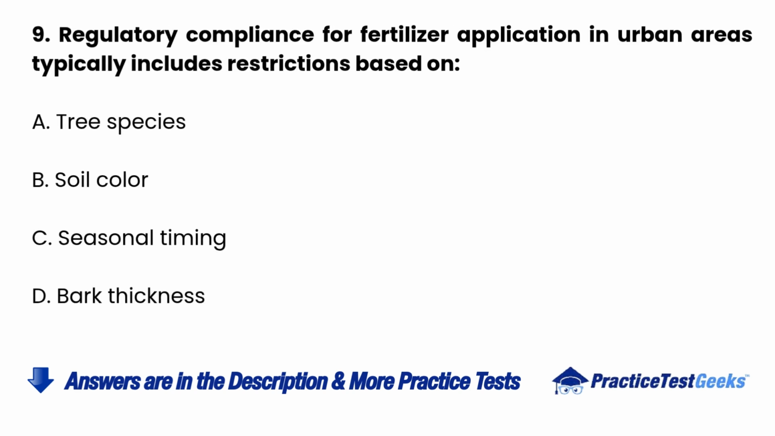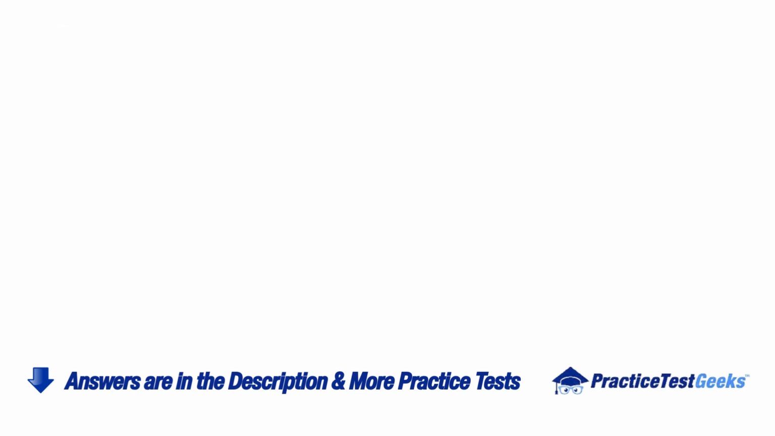9. Regulatory compliance for fertilizer application in urban areas typically includes restrictions based on A. Tree species. B. Soil color. C. Seasonal timing. D. Bark thickness.